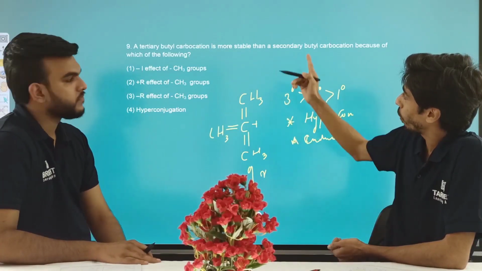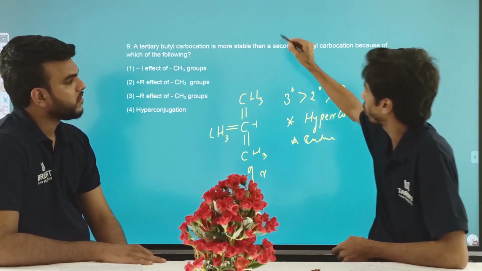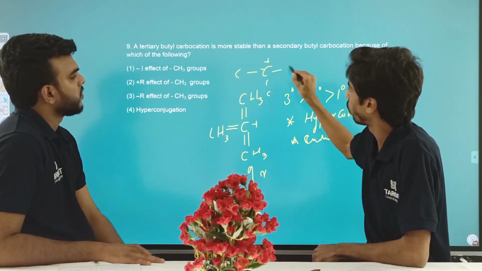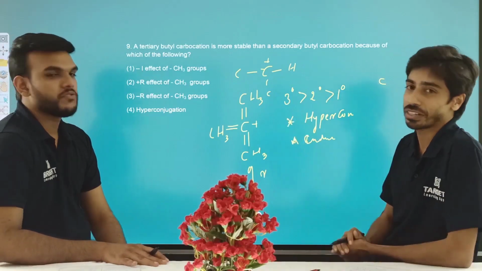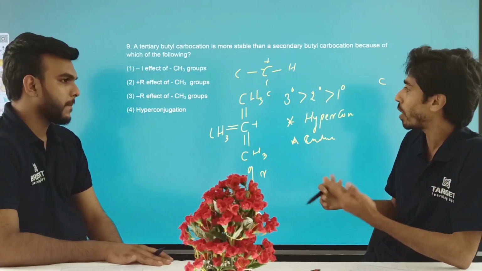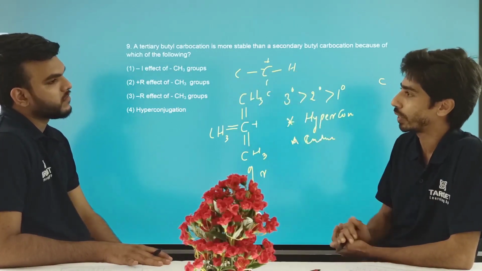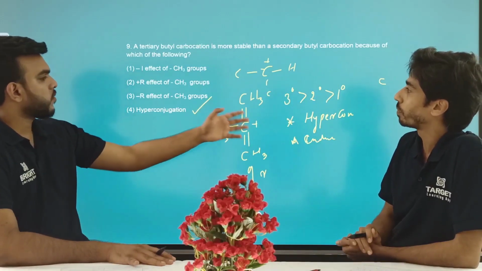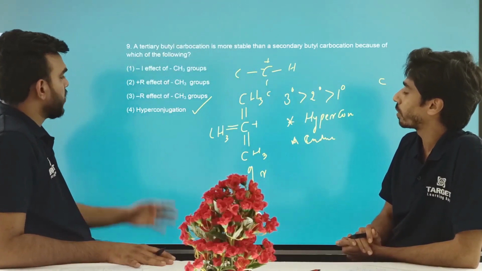But if we go for the secondary carbocation, C plus with 2 CH3 and 1 hydrogen atom, you'll have only 6 resonating structures. A structure with more resonating structures will be more stable. We don't want the other options because the effect is plus R effect and hyperconjugation, so option D will be the right answer. The question is based on the stability of the carbocation, so it is due to hyperconjugation.